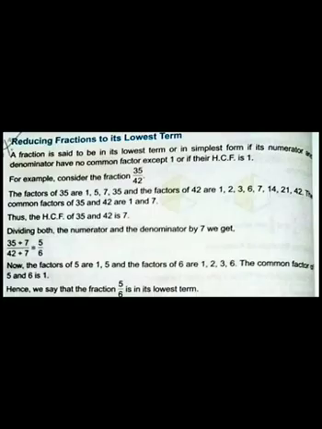Reducing fractions to its lowest term. A fraction is said to be in its lowest term or in the simplest form if its numerator and denominator have no common factor except 1, or if their highest common factor HCF is 1.